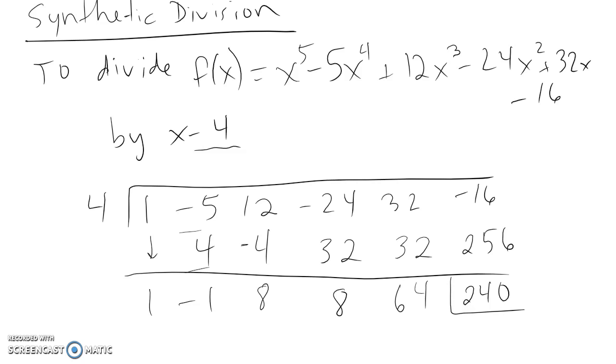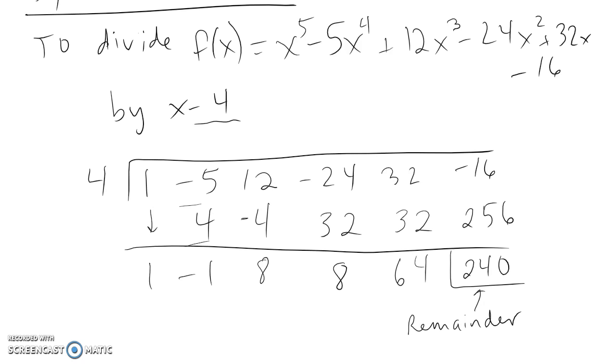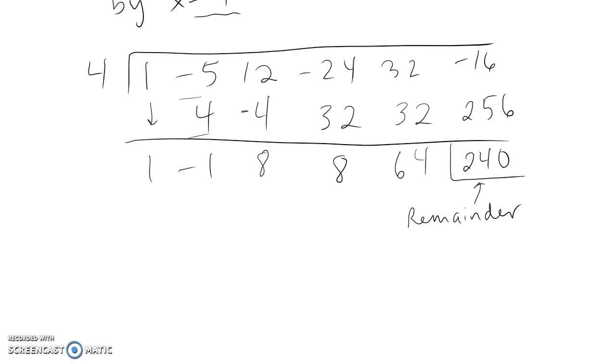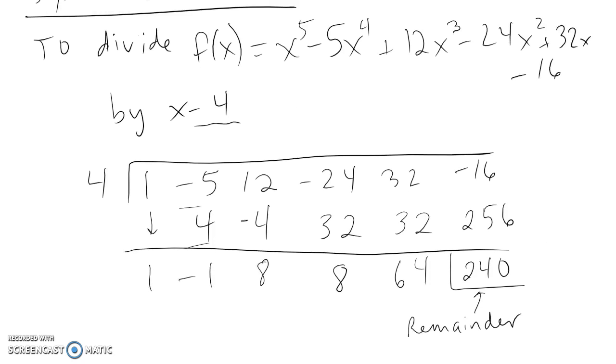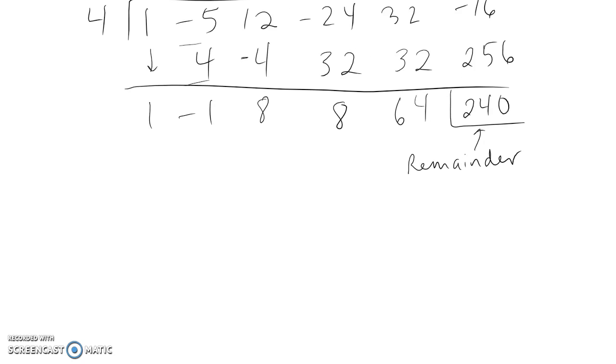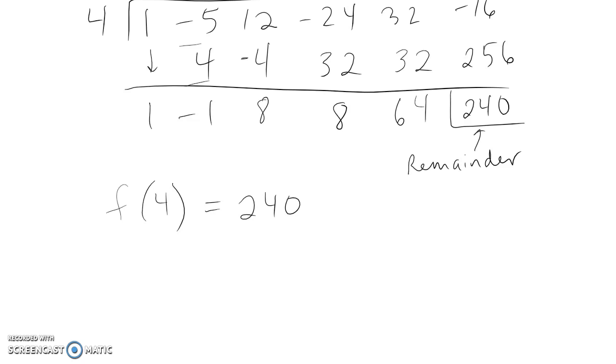Anytime we use synthetic division, this number right here is our remainder. If you want to check it by doing polynomial long division, be my guest, but you will get 240 as a remainder. Now remember what the remainder theorem told us. If we divide a polynomial by a factor x minus 4, the remainder gives us the value of f of 4. So now I can say f of 4 is equal to 240.